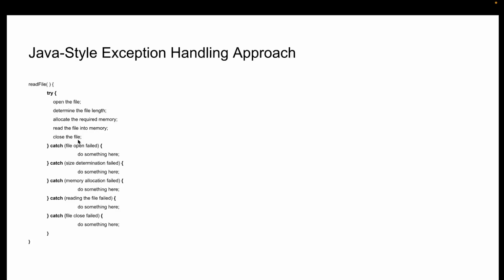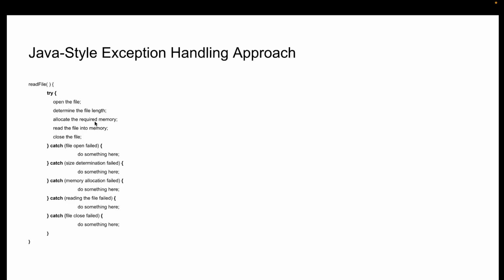There are five steps to read a file, and you can encounter an error in any of them. Suppose opening the file was successful, so you did not get any error or exception in the first step. Now let's say determining the file length gave an error in step number 2. As soon as you got the error in step 2, steps 3, 4 and 5, allocating the required memory, reading the file into memory, and closing the file, did not get executed.